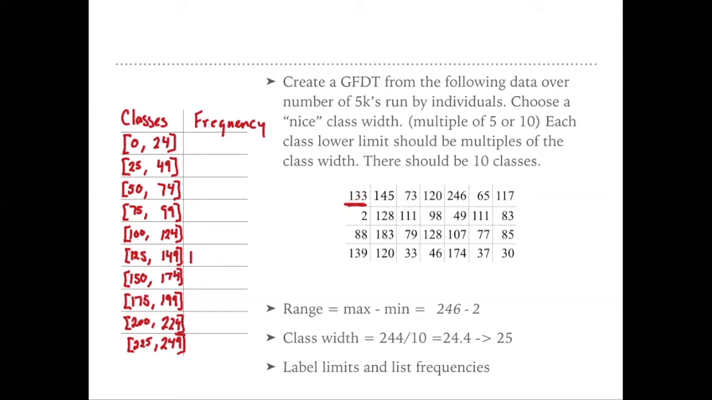Some people also prefer to go through it by saying, I'm going to look for all the values that are in the first class, look for all the values that are in the second class, and mark them off as they go. I'm of the first group where you say, okay, 133, that's in this category.